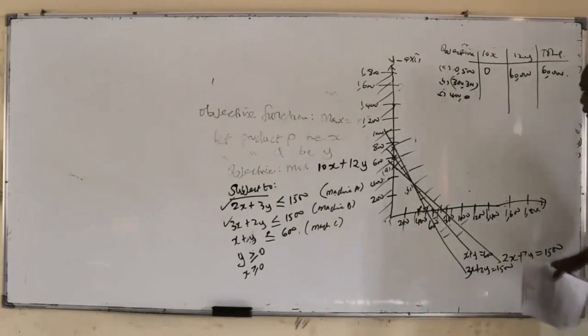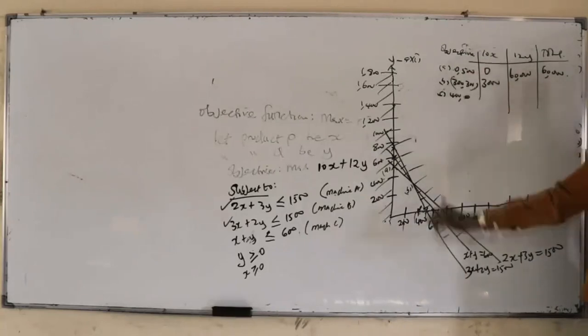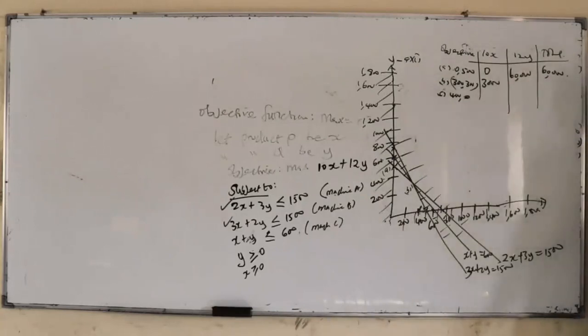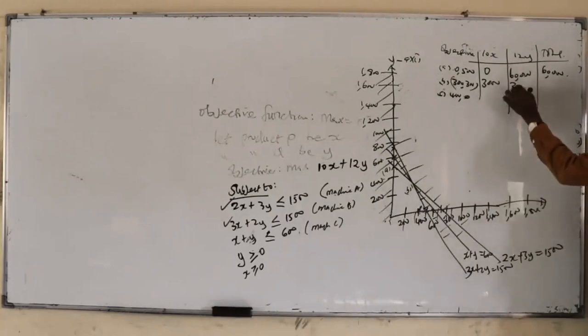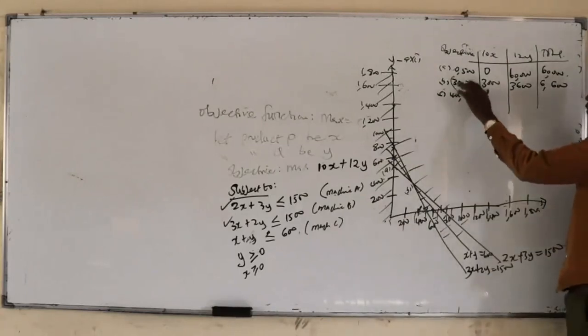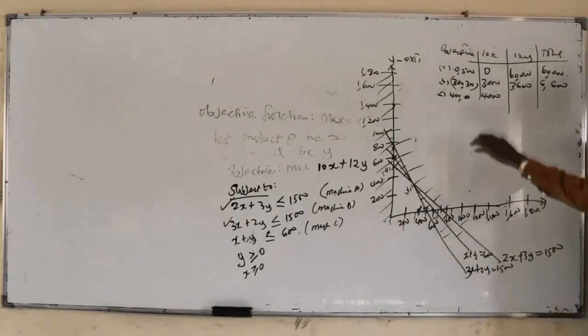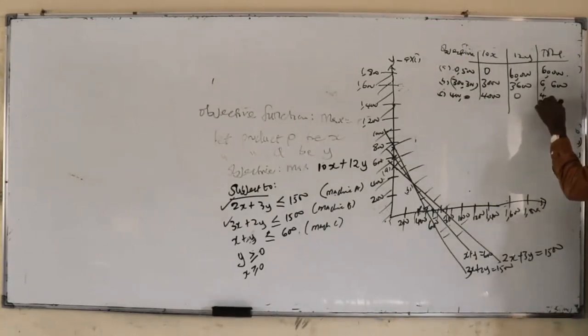Then the next is 300, 300. So 300 times 10, because x is 10, that's 3,000. And 300 times 12, that is 3,600. So if you add the two, you are going to get 6,600. Then you go to the second one, 400 times 10, that is 4,000. And 0 times 12 is 0. So that gives you 4,000.